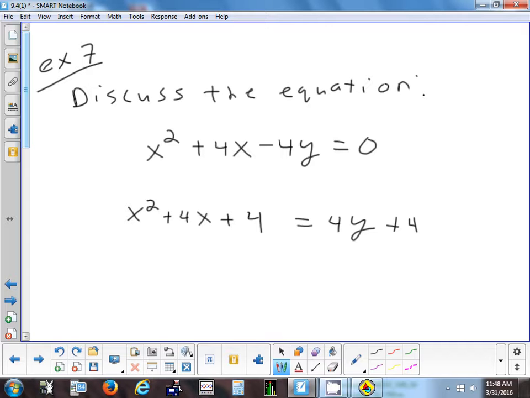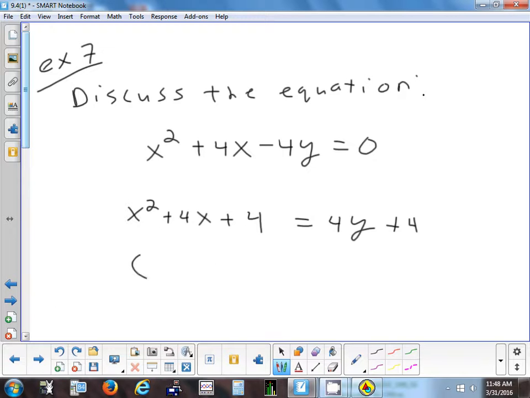Now you have to be careful, because sometimes if there was a number in front of x, the first thing you would have done is factor that out. So if you had a 2 factored out, and let's say you said, okay, I'm going to add 4 here. What did you really just add on the left? 8. You added 8. So you'd have to remember to add 8 on the right. Okay, that doesn't happen here.